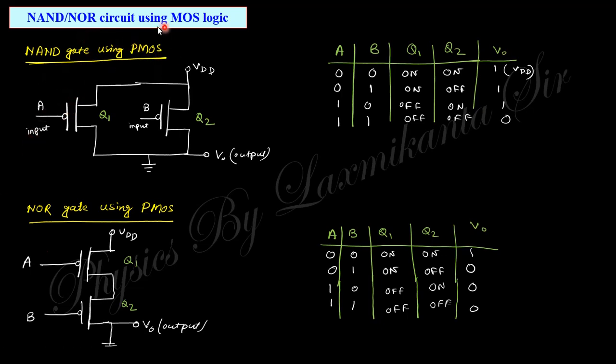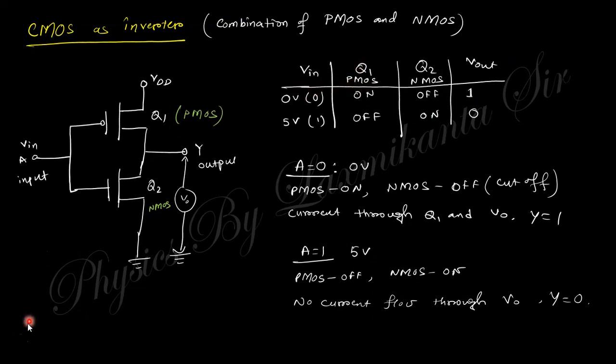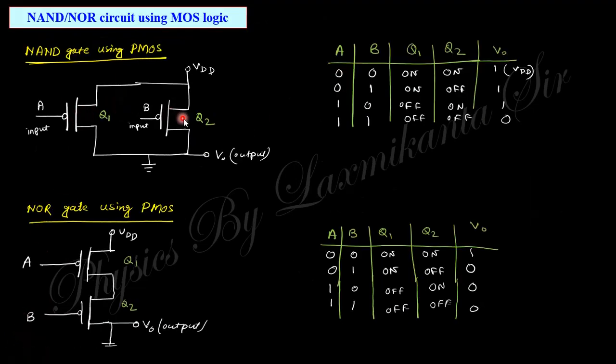Here is the NAND gate using PMOS. This is the circuit symbol, and these two are the inputs. You can see when both are 0, remember when the input is 0, the PMOS is on, so these two are on. When these two are on, we get the output. If any one of them is 0, either this one is on or this one is on, the current flows through that one. If B is on, the current flows through that one, and we get the output. That's why these three are the output. When both are 1, that is both are off, then no output reaches here.